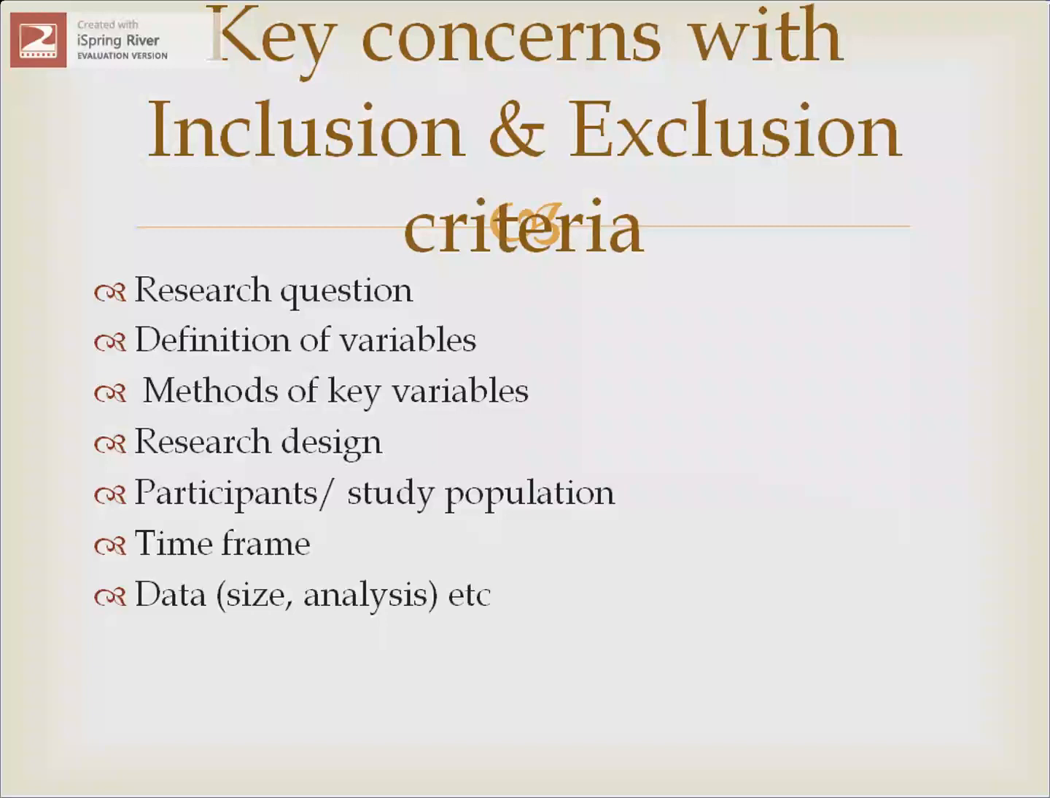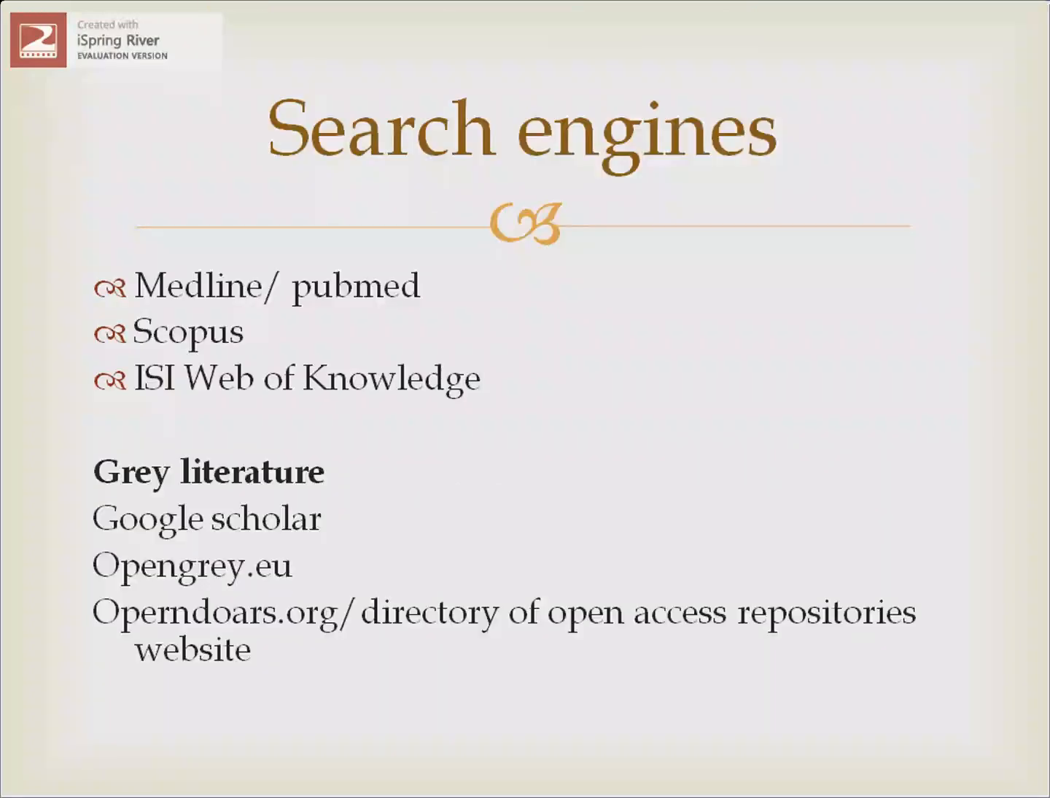When you are selecting inclusion and exclusion criteria, you have to keep in mind your research question. You have to think about the definition of your variables, then the methodology you will be accepting for the studies you are going to include in your literature, then research designs and the participants and study population included in those studies, then the time frame in which those studies were conducted, and the data, the sample size, the way it is analyzed, etc. So you have to include all these things and give particular thought to everything.